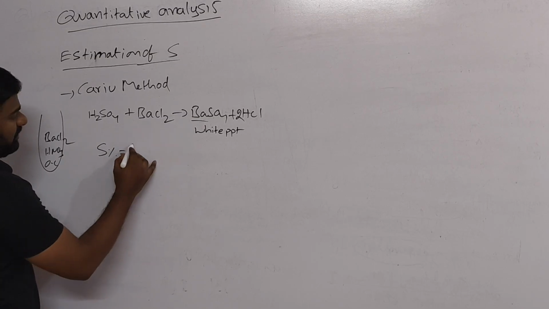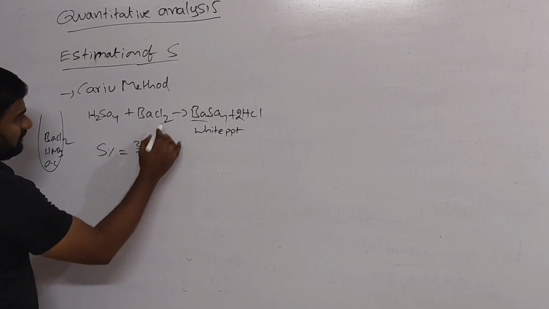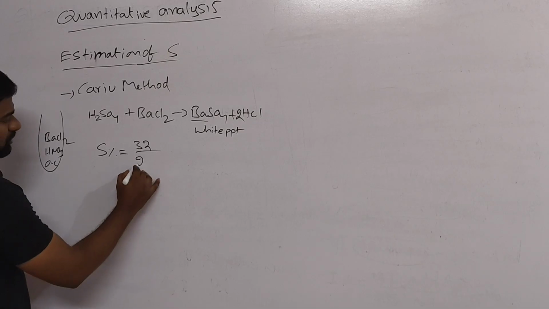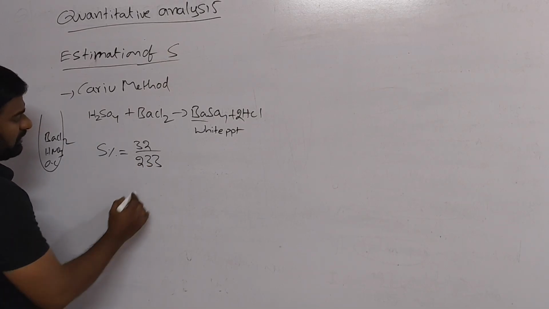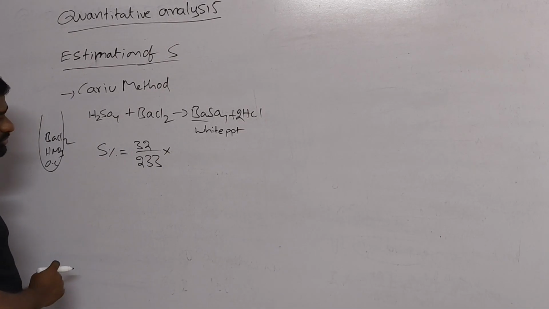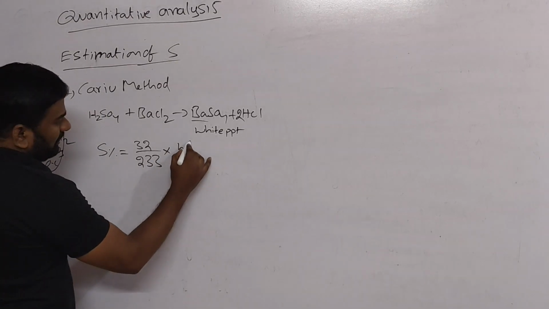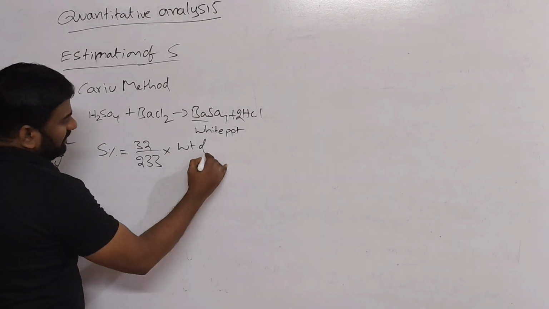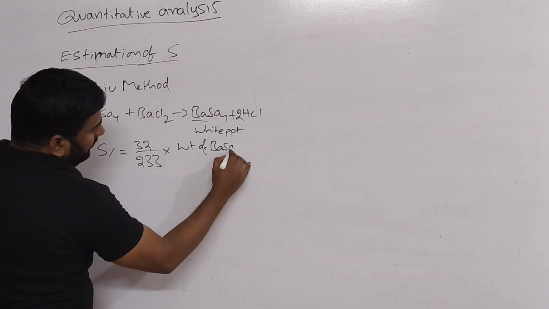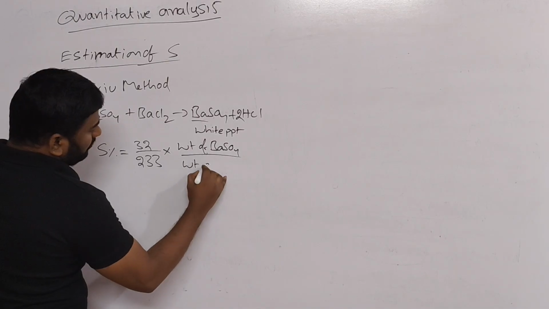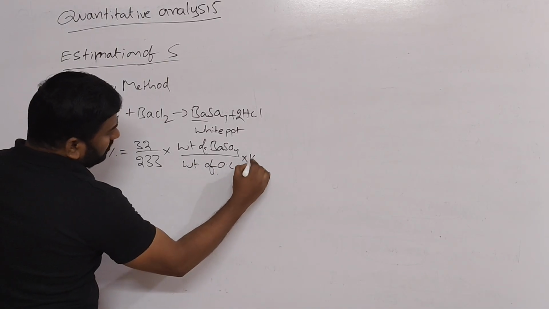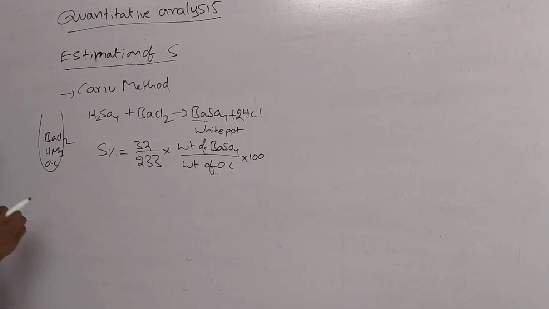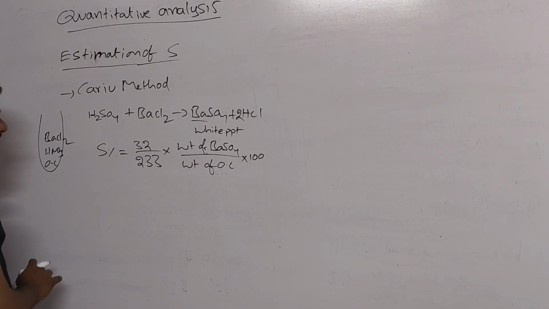Sulfur atomic weight we know is 32, and BaSO4 molecular weight is 233, into the remaining same: weight of BaSO4 by weight of organic compound into 100. These formulas you need not memorize, you can easily get them. This is the estimation of sulfur by the Carius method.